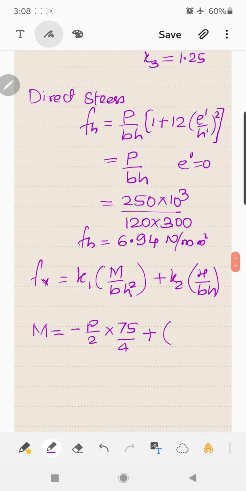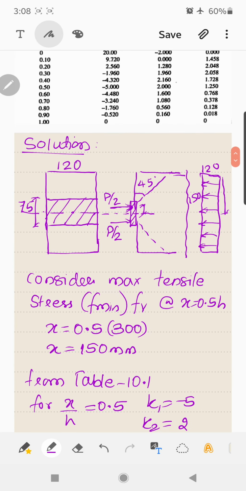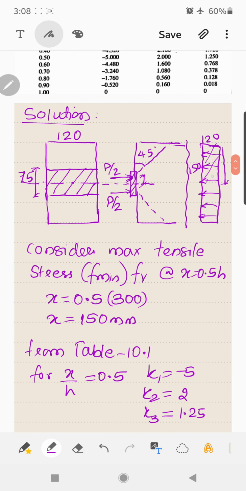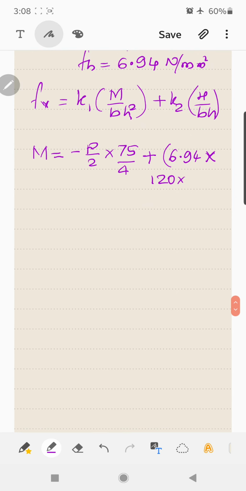The horizontal stress distribution is 6.94. So 6.94 into the width 120 by depth, this depth 150, 120 by 150, into the CG distance, which is 150 by 2. If we calculate this by substituting the P value, we will get M is equal to 7.02 into 10 to the power of 6 Newton mm.